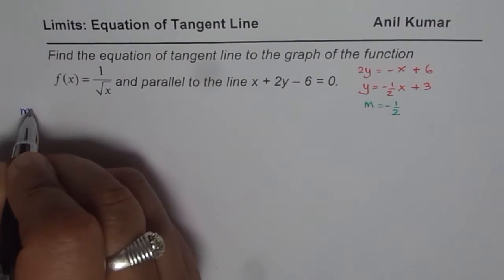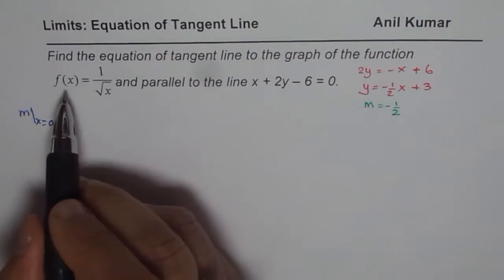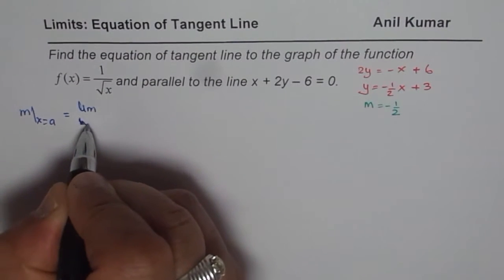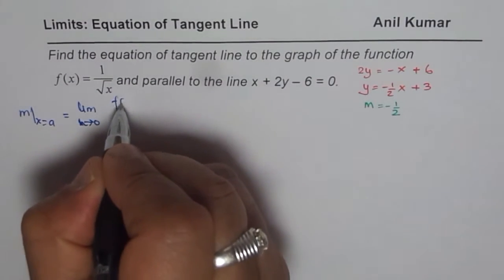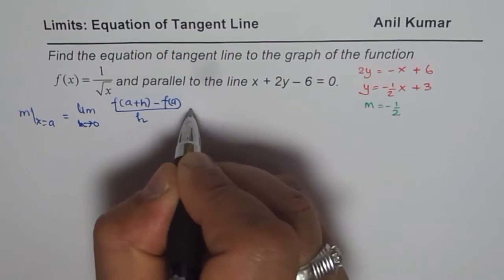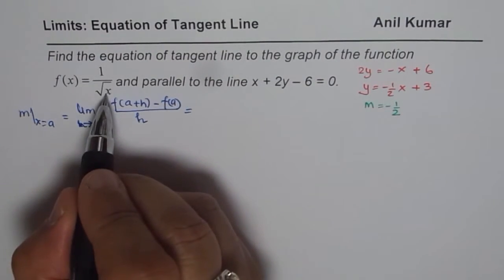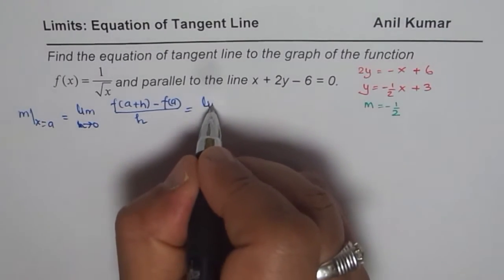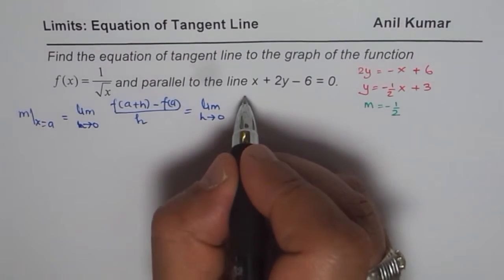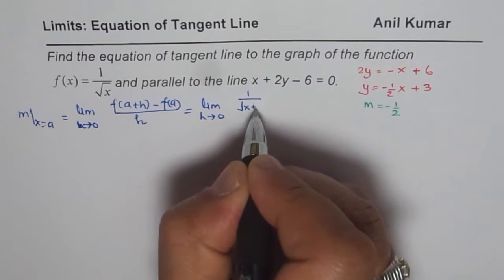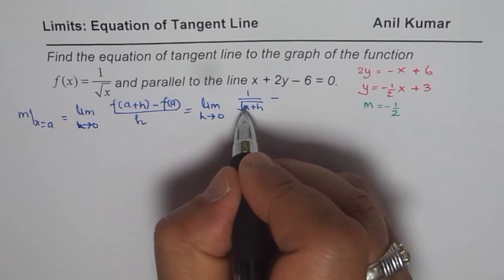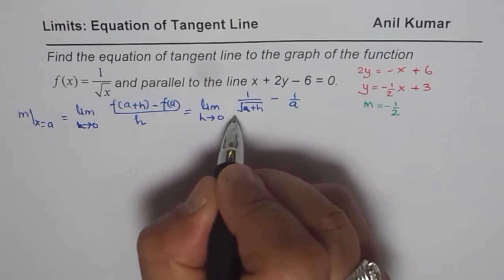So we say the slope at any point x equals a on the graph of the given function should be the limit as h approaches 0 of f of a plus h minus f of a, divided by h. Now a plus h means you have to replace x with a plus h. So you get the limit as h approaches 0 of 1 over square root of a plus h, minus 1 over square root of a, over h.